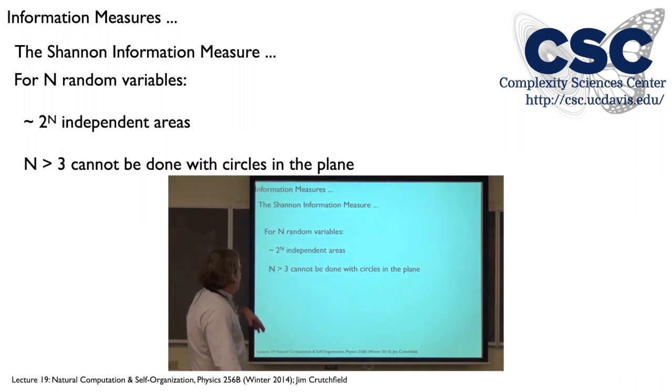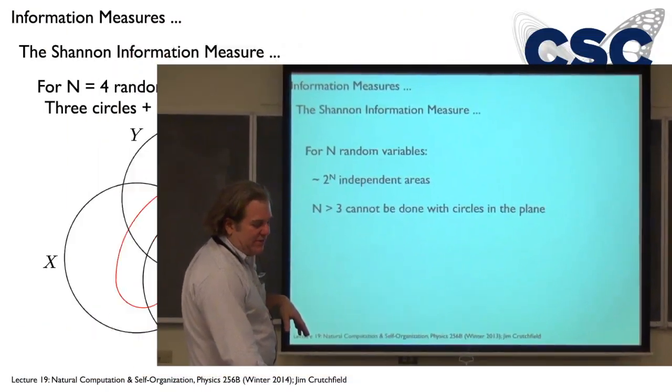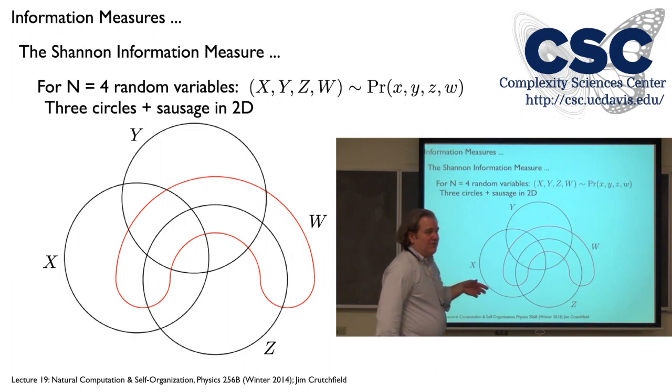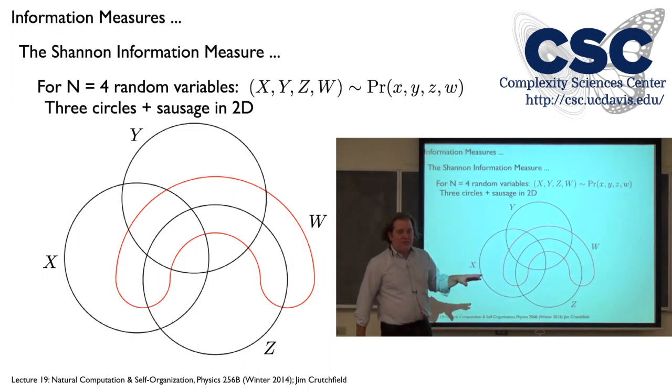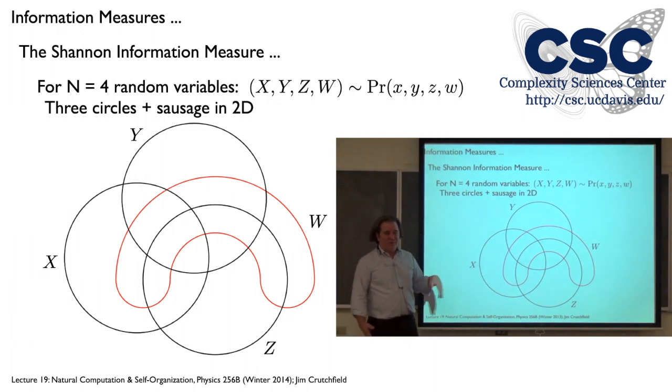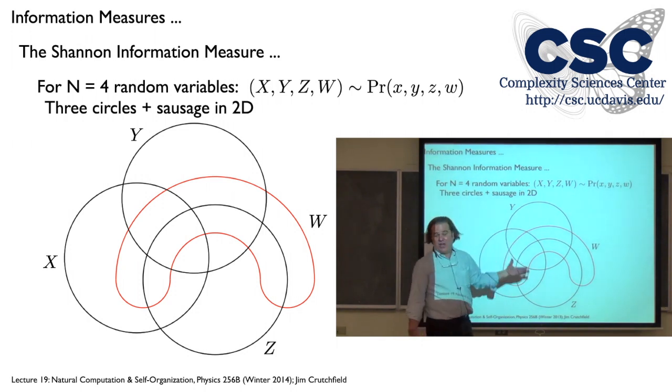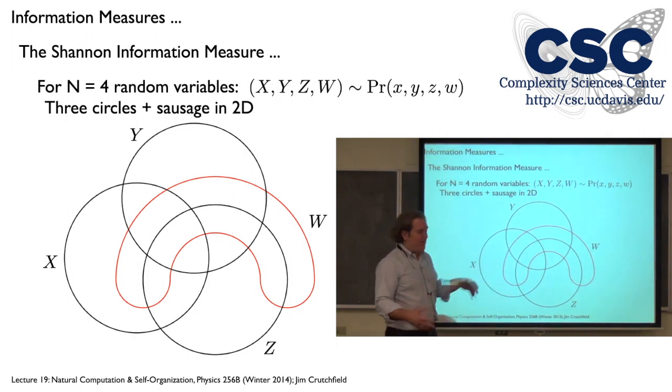We have roughly an exponentially growing number of areas or atoms, and you really can't do it for 4 or more variables in the plane. So here's one example, and there's a small industry of people who've worked through possible Venn diagrams, right? We have some choices of the shape. Sometimes for some problems, one shape might be more useful than the other.